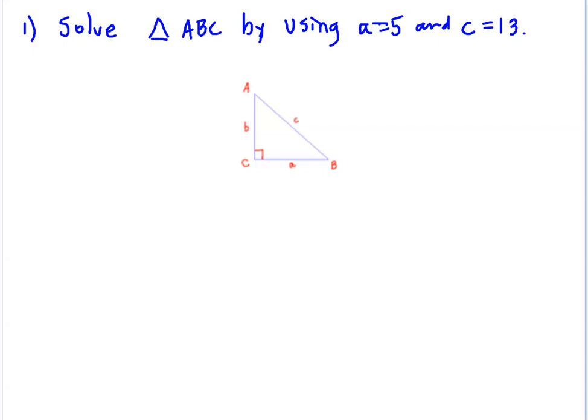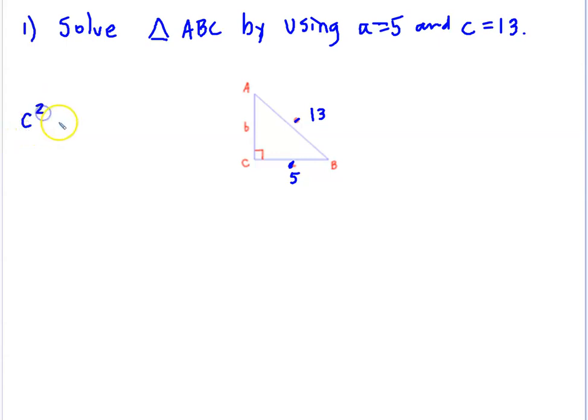This first problem is solving a right triangle, and we're given side A as 5, so we can go ahead and put that down. And we're given the hypotenuse, which is always labeled as C, as 13. And so it's our job to find side B, and we can use the Pythagorean theorem for that.